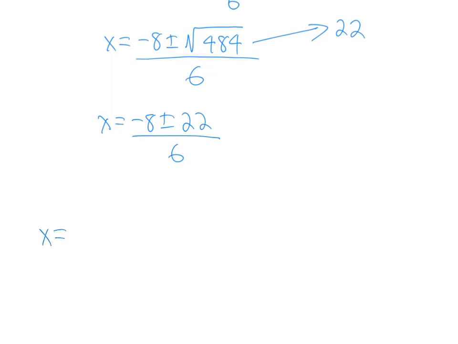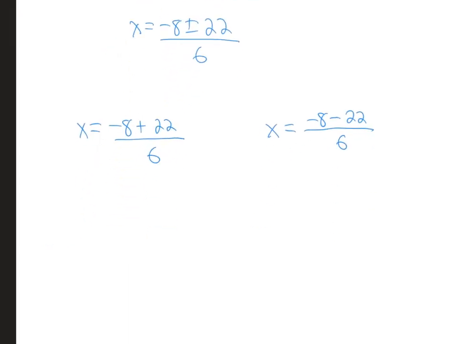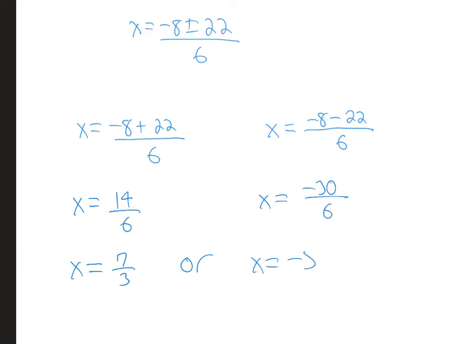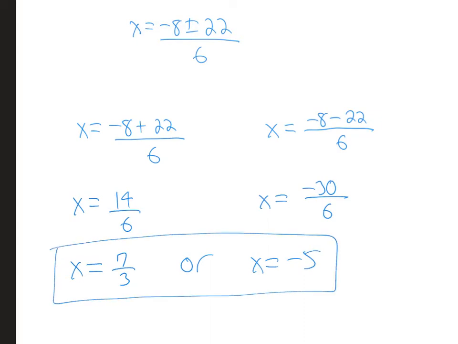We're going to write x equals -8 plus 22 divided by 6, and over here x equals -8 minus 22 divided by 6. So x equals, -8 plus 22 is 14 over 6, and 14 divided by 6 we can reduce by dividing top and bottom by 2, which is going to be 7/3. We're going to put "or" here, and then -8 minus 22 is -30 divided by 6, and x is going to equal -5. And that's our answer. These are where the parabola crosses the x-axis. Those are our solutions.